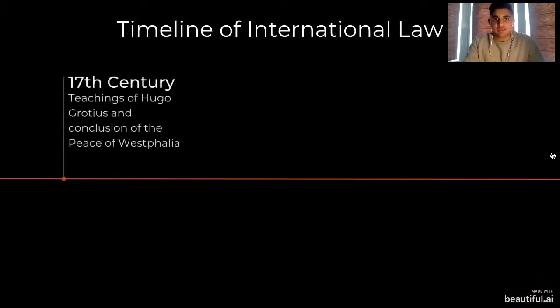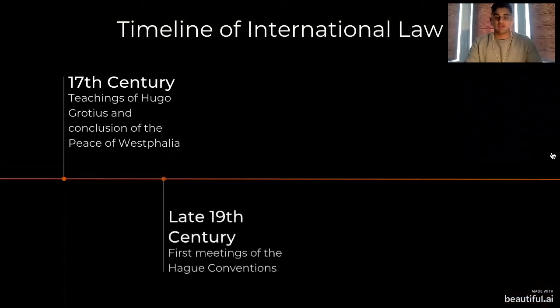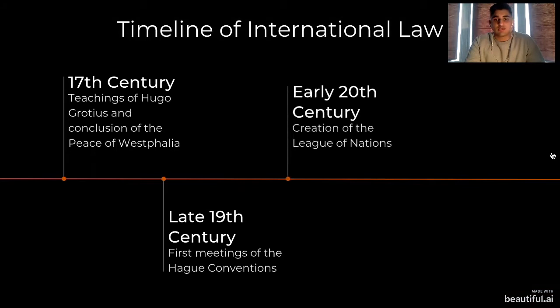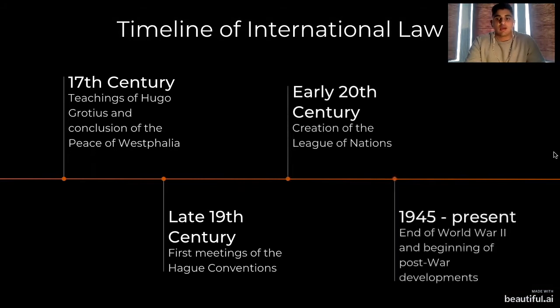So here's a timeline of international law and what we'll be covering in this lecture. We'll be looking at the 17th century and the teachings of Hugo Grotius and the conclusion of the Peace of Westphalia, which ended the 30 Years' War. And we'll be looking then at the late 19th century, and the first meetings of the Hague Convention. Looking at the early 20th century, which is the creation of the League of Nations. And then really where international law begins to take off is after World War II. So 1945 and beyond, World War II ends and all the post-war developments in international law start to take shape. That really was a landmark in international law in terms of developing and codifying more law between states.